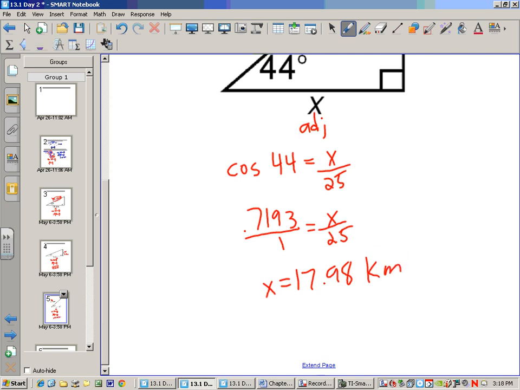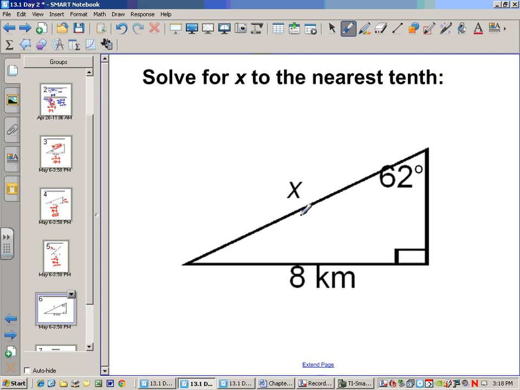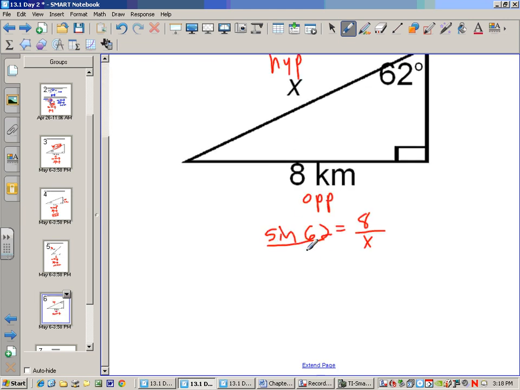All right, we have one more for you. Pause the video again, see how well you can do on this. Now over here, it's the opposite side. Up here is the hypotenuse. So opposite over hypotenuse will be sine. The sine of 62 will be the opposite, which is 8, over hypotenuse, which is x. Put this over 1.